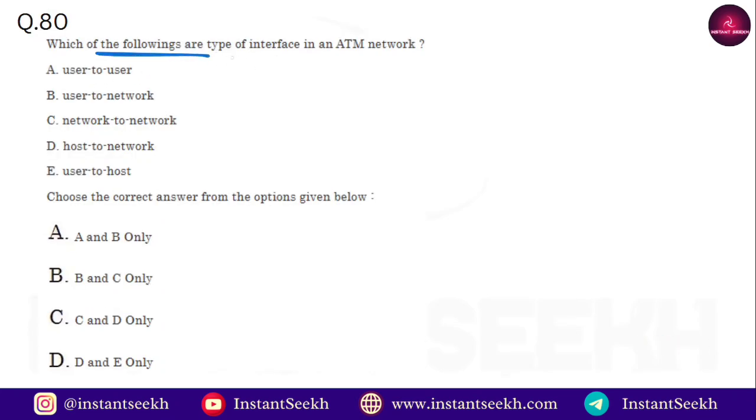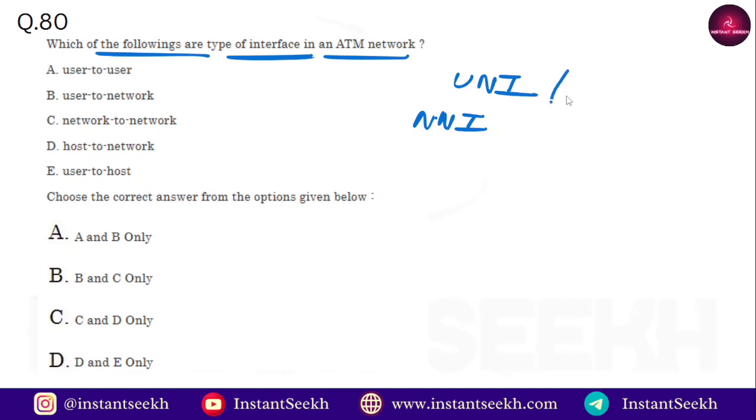Which of the following are types of interface in an ATM network? That is your asynchronous transfer mode network, not normal ATM. Now what is ATM? It basically has two types of interfaces, that is UNI and NNI.